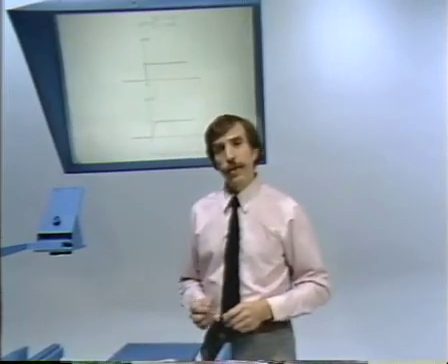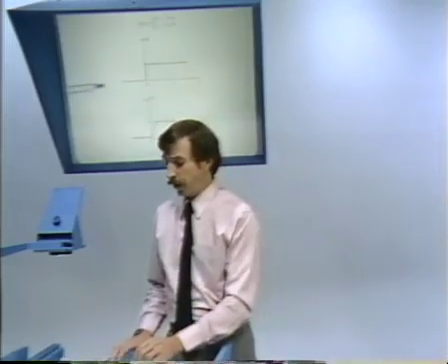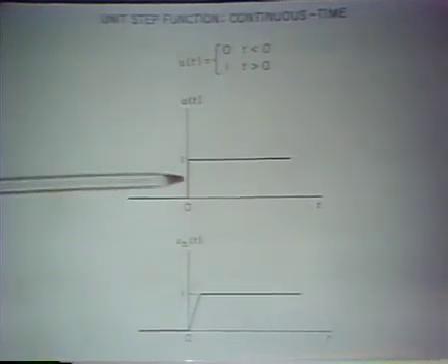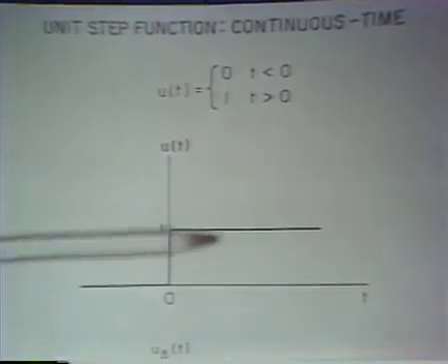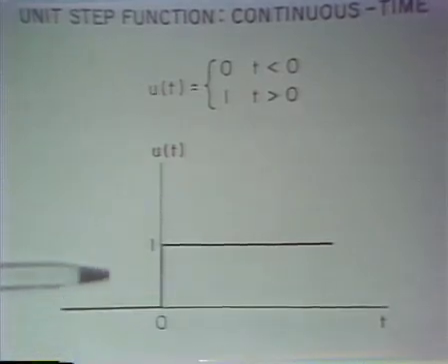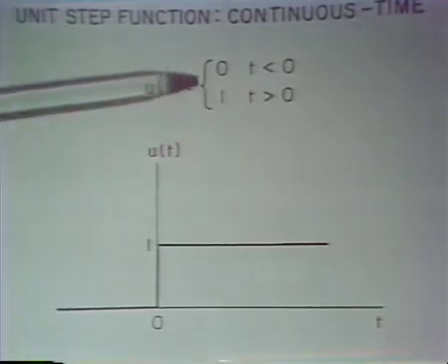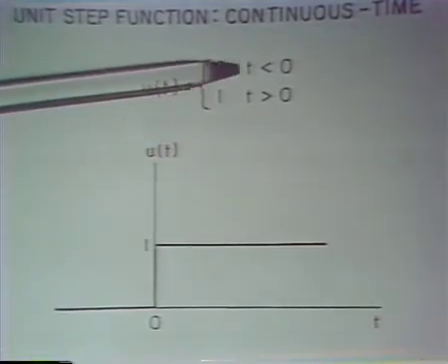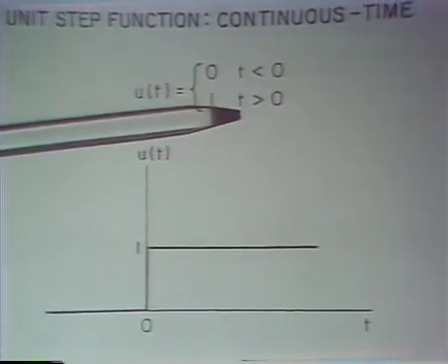The continuous time unit step function is graphically indicated as I've shown here. It's a time function which is 0 for t less than 0, and it's 1 for t greater than 0. And so mathematically, what it corresponds to is u of t defined as a time function which is 0 for t less than 0, 1 for t greater than 0.